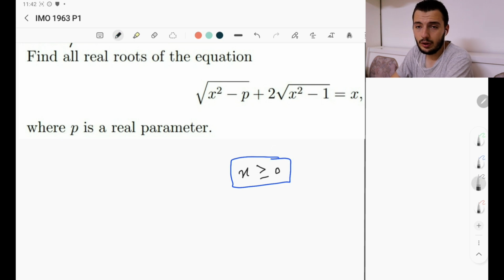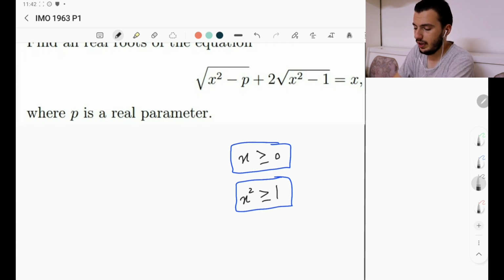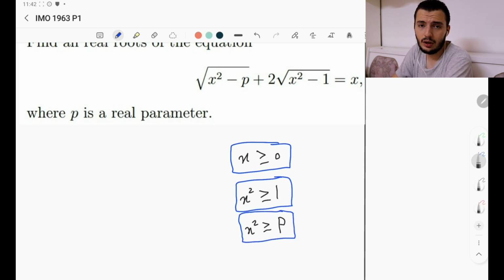What else do we have? Well, clearly the numbers under the square roots should be non-negative. So for example x squared minus 1 is greater than or equal to 0, which means that we also have our second condition: x squared is greater than or equal to 1. Alright, what else do we have? Well, clearly we also have x squared minus p is greater than or equal to 0, which means that x squared is greater than or equal to p. Do we have any other condition? Well, no, that's enough. So now we can go ahead and square both sides.